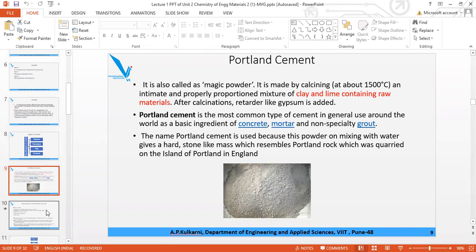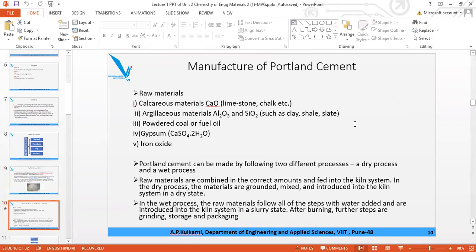So that is about Portland cement. Now there are two methods for manufacturing Portland cement: the dry method and the wet method. These are the raw materials. Within one minute we'll go through all this; learn this by heart. The first important material is calcareous material, for example limestone, chalk, etc. The formula is CaO. Second is argillaceous material, a mixture of Al2O3 and SiO2, for example clay, shale, slate.